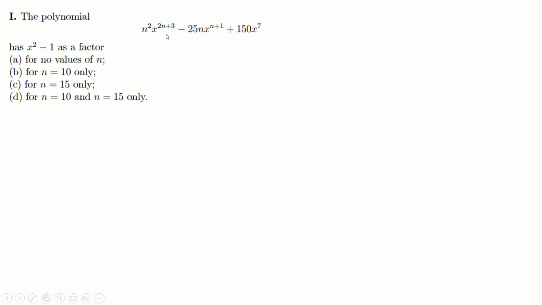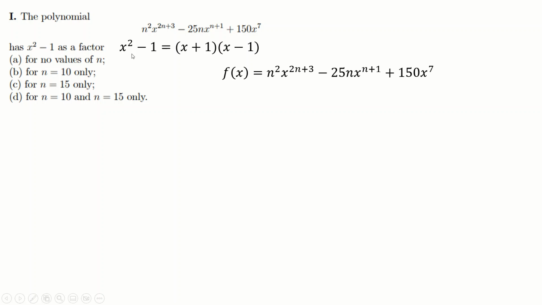Okay, so this polynomial has x squared minus 1 as a factor. Now, let's just write this as f of x first. And now, if x squared minus 1 is a factor, x squared minus 1 breaks down into (x plus 1)(x minus 1). So if this times something else is that, then these two things are also factors, because we can just break this into.